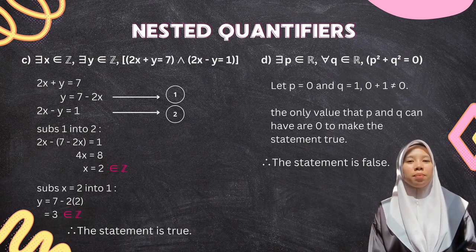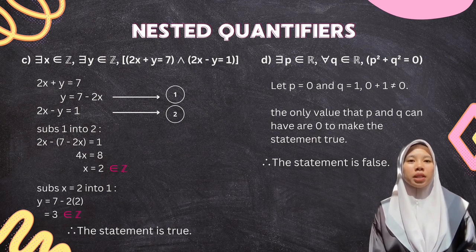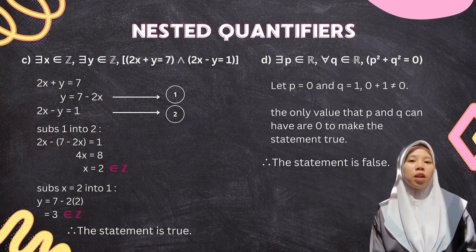Question D, some p belongs to R, all q belongs to R. P squared plus q squared is equal to 0. As we can see, we can assume p and q must be 0 to make the equation equal to 0. If we let p equal to 0 and q equal to 1, 0 squared plus 1 squared is not equal to 0. The only value that p and q can have is 0 to make sure the statement is true. Not only some numbers of p, but not all numbers of q can exist in this equation. So the statement is false.